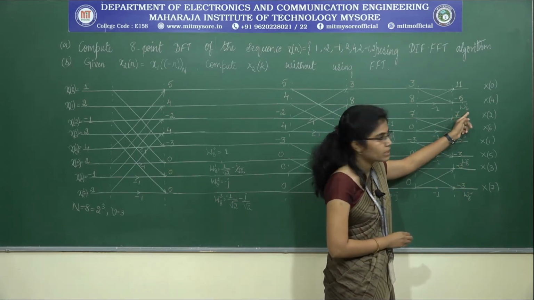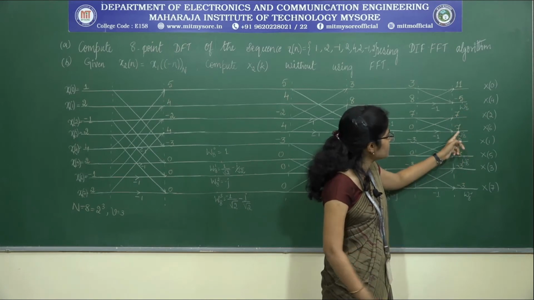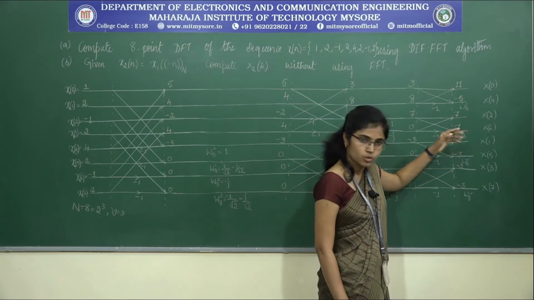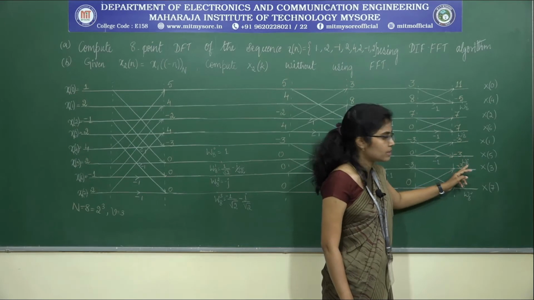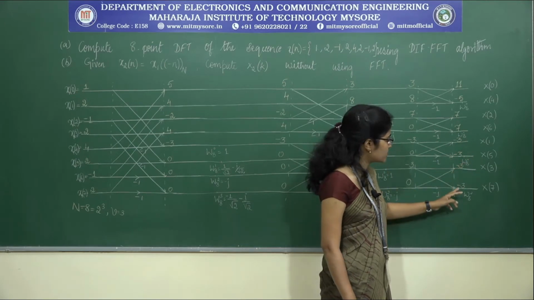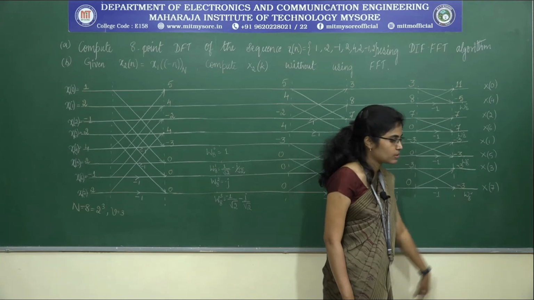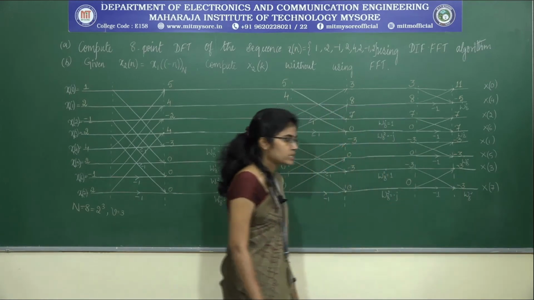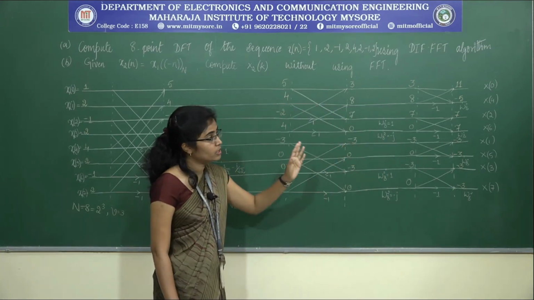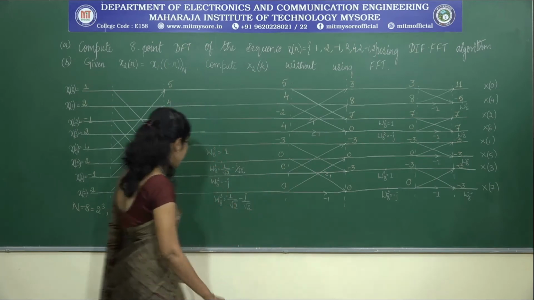Multiplying minus 5 with omega 8 power 0 gives us minus 5. 7 with omega 8 power 0 gives us 7. Minus 3 multiplied with omega 8 power 0 gives us minus 3. Similarly, this minus 3 multiplied with omega 8 power 0 is minus 3. What did we get? We got X of k. So, let us tabulate that.